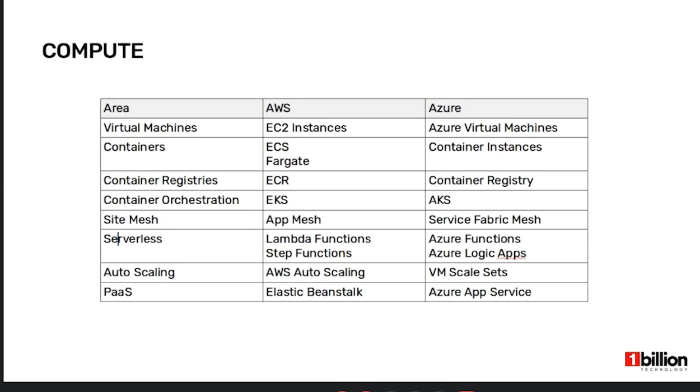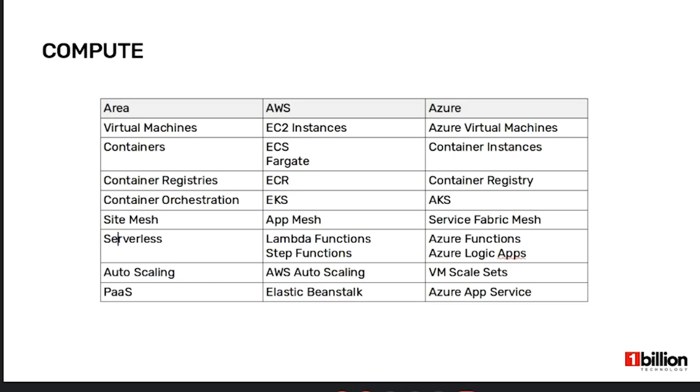In compute, for virtual machines, we have EC2 in AWS and Azure Virtual Machines in Azure, different names, same concept. Container-wise, you find ECS Fargate in AWS. You find Container Instances in Azure, same thing, different name. ECR in AWS is Container Registry in Azure. EKS in AWS, AKS in Azure. App Mesh in AWS, Service Fabric Mesh in Azure. Serverless: Lambda and Step Functions in AWS, Azure Functions and Logic Apps in Azure.